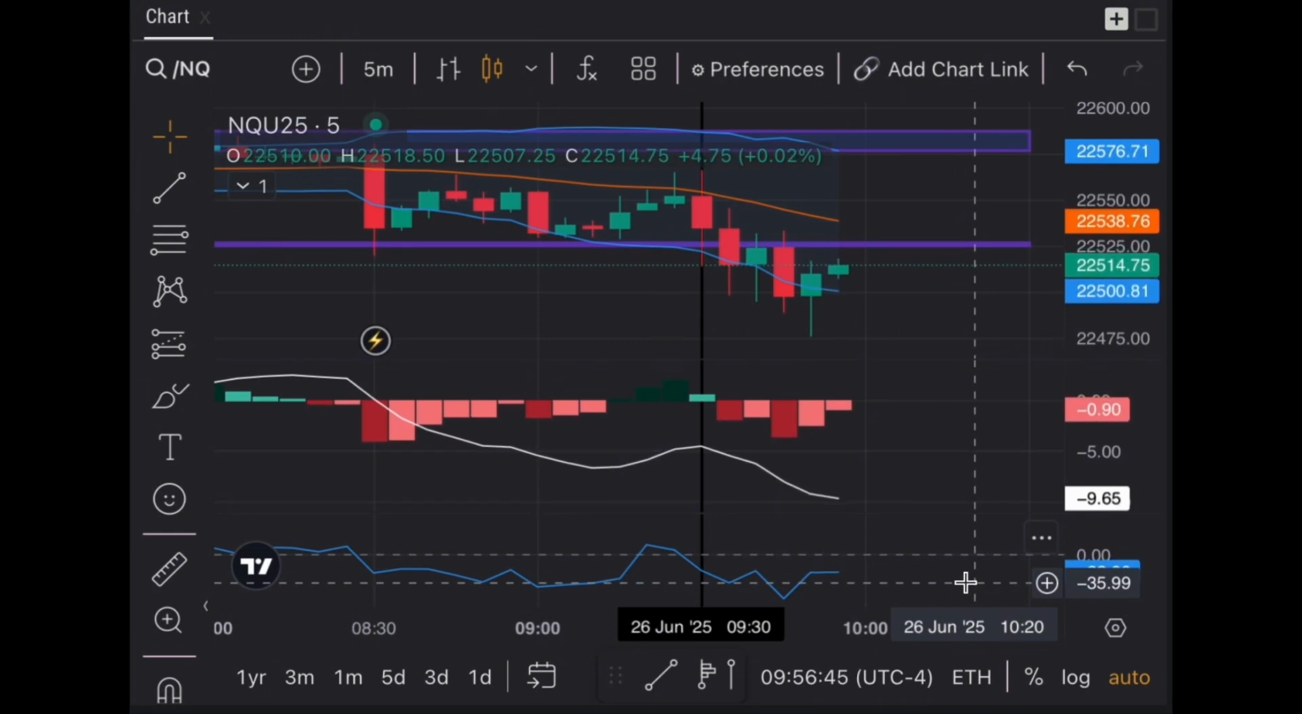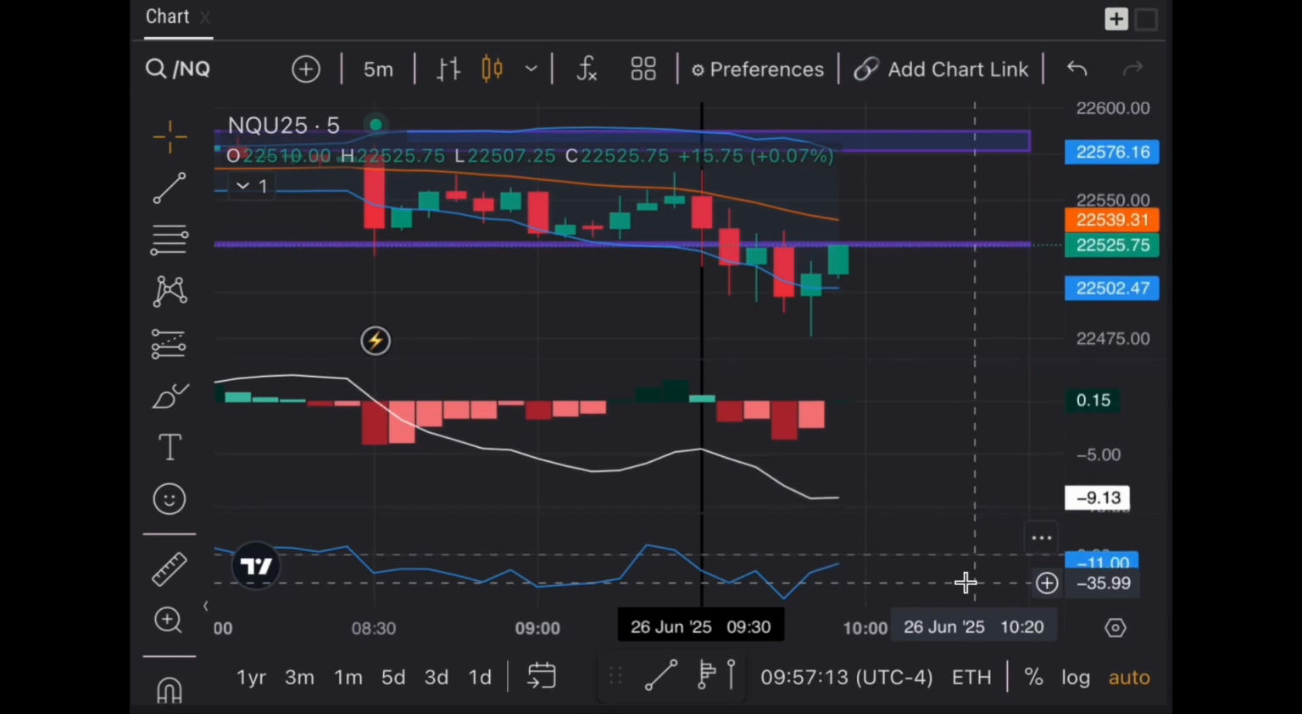Okay, so right here, this is when I saw the histogram bars weakening. They were turning bright red and getting smaller, and I saw the little curve on the signal line, so I knew that my entry was coming up, and I saw the momentum rising with it too.